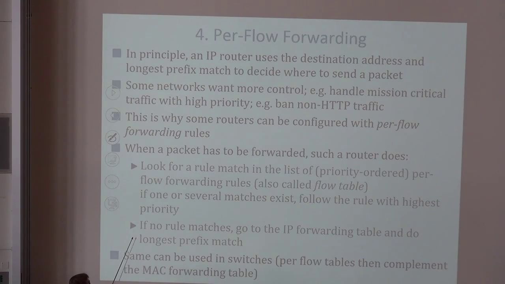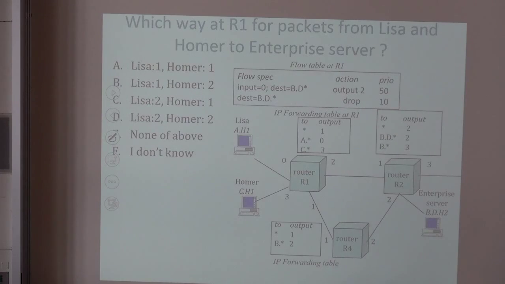A per-flow forwarding rule can take different forms, but in most cases it is based on a table that contains entries that first describe what the flow is, then the rule, and priorities. Let's see an example. I think it is easier to explain on an example, which also has the form of a quiz. So here I have the same toy network I've used to explain longest prefix match. And I assume that the first router, R1, has in addition this flow table.